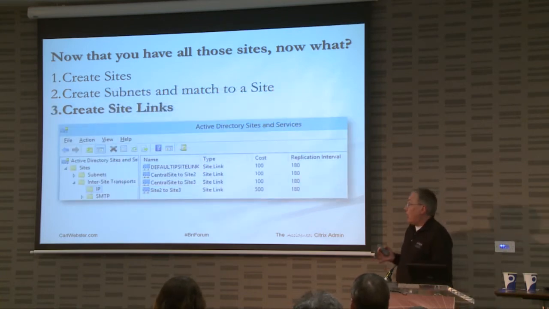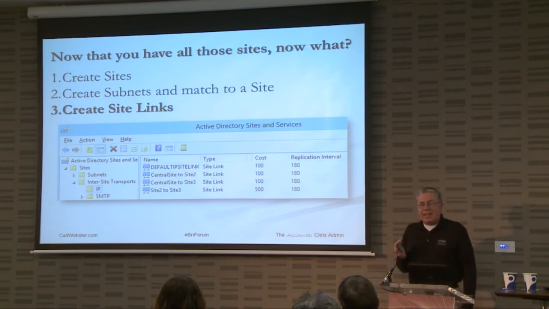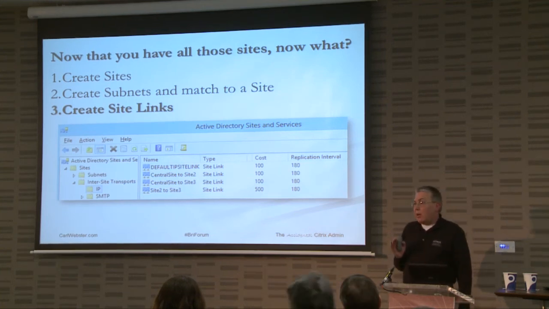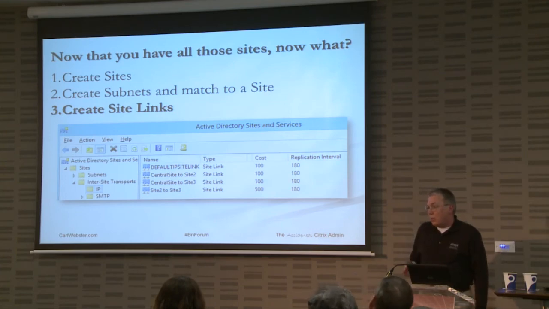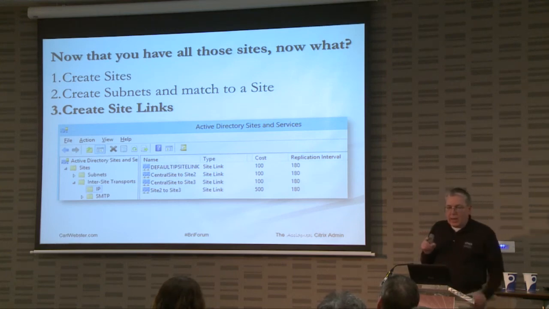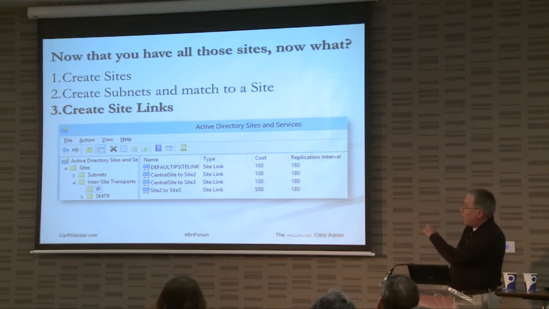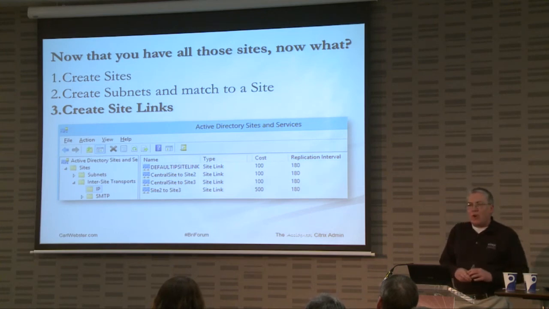The most important thing: create site links. As smart as the knowledge consistency checker, KCC, is, it knows nothing about your LAN or WAN topology. Completely ignorant. So you have to tell it. In this case, I created a central site to site 2 link, a central site to site 3 link, and a site 2 to site 3 link. And then you'll notice the costs I've got. My site 2 to site 3 link has a cost of 500.